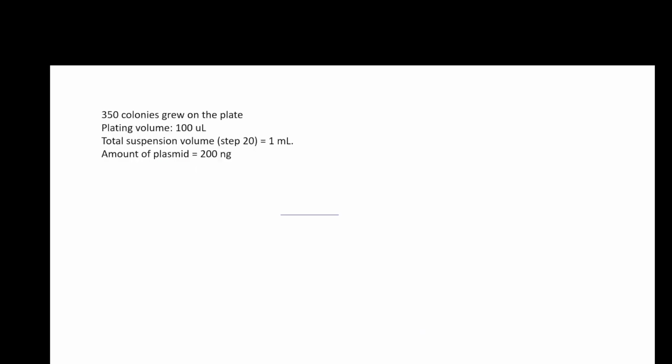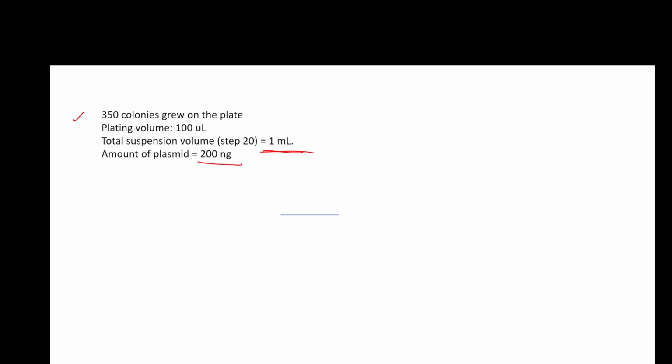Okay, with an example: suppose you got 350 colonies on an antibiotic plate after the transformation. How much have you plated? You have plated only 100 microliter. And how much was the total suspension? It was 1 ml. So 1 ml was the total suspension volume, which means at the time of recovery you added 1 ml of media, and from there you plated 100 microliter. And how much DNA did you add? That is 200 nanograms.